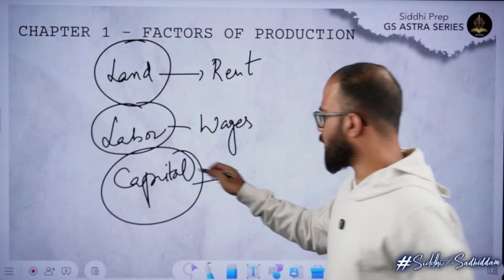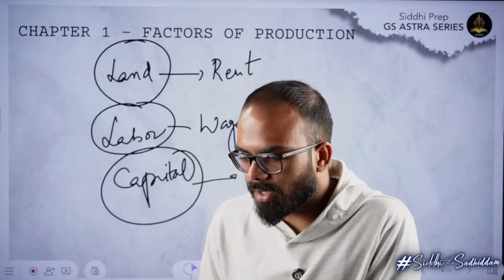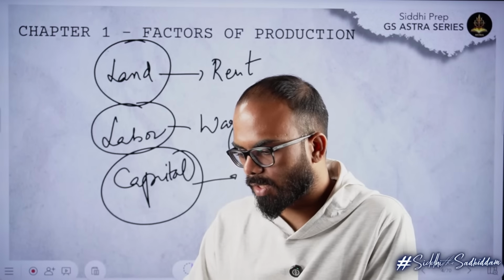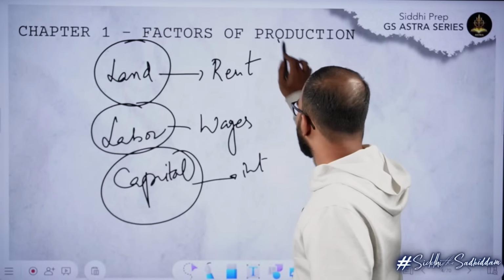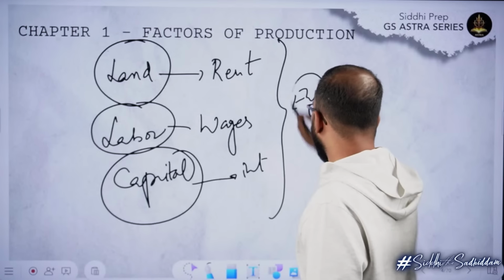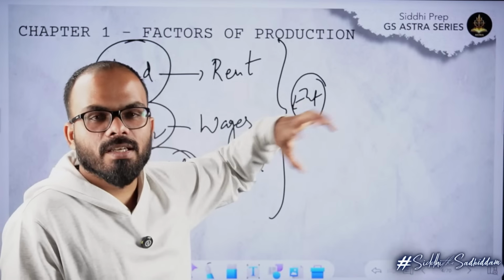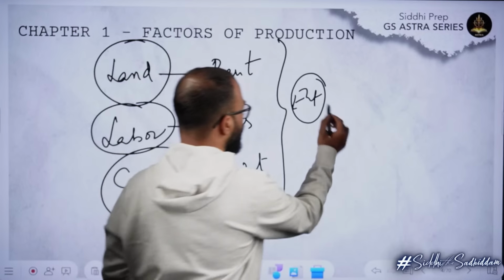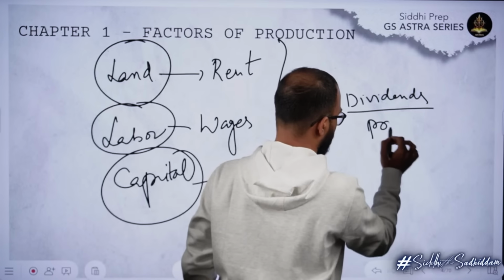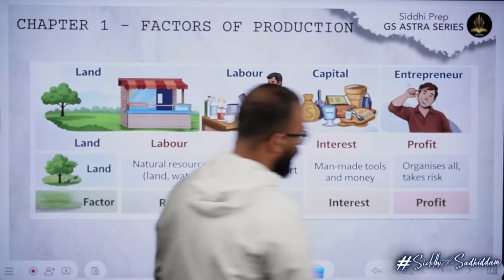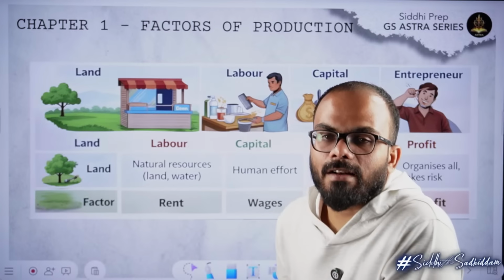Someone who is investing capital, what do they get? Income, interest, very good, interest. And as an entrepreneur, because I take risk, I am investing money, I am taking risk of everything. Because of the risk, I do get my dividends or I do get profits, right? So these are called factors of production and whatever we obtain in return for our factors.